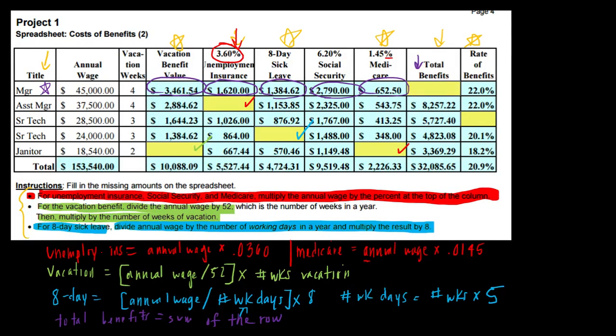Knowing total benefits will allow us to solve for rate of benefits. So rate of benefits is a comparison of the wage you are making versus how much of a benefit you are receiving. So my rate of benefits is equal to my total benefits divided by annual wage. Okay? Again, that's rate of benefits. Rate of benefits: total benefits divided by annual wage.